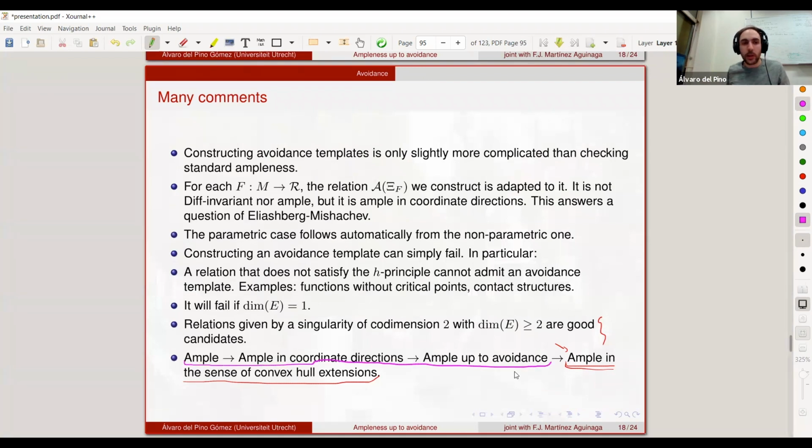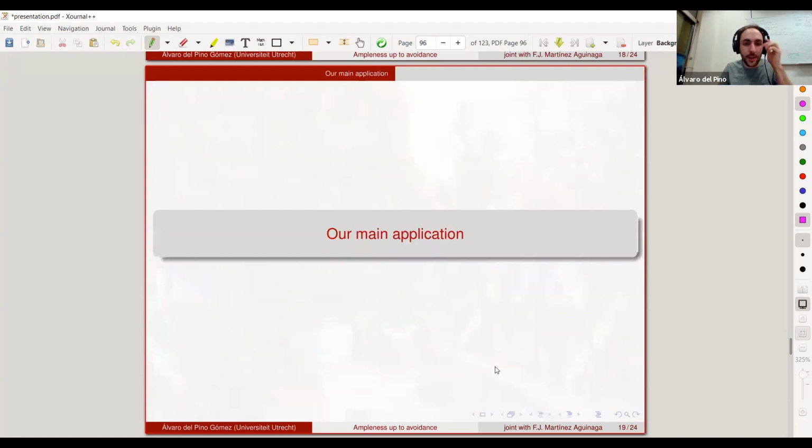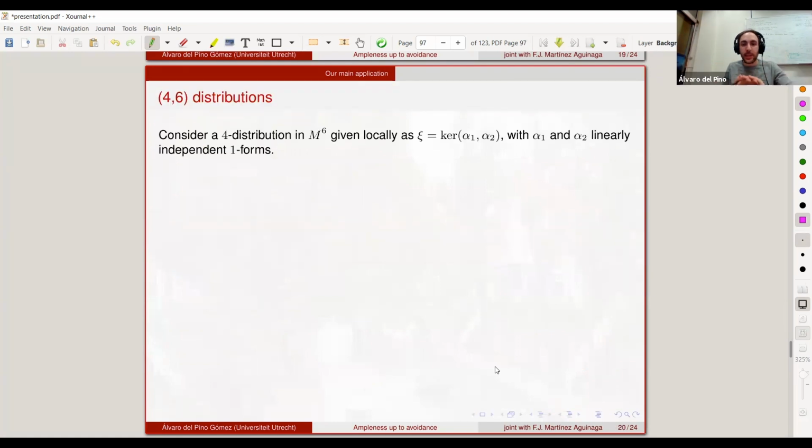So kind of what we're doing is not so much about generalizing Gromov, it's more about providing computable criteria for relations. Okay, Yasha, now I'm going to try to make you happy. Let's see. Our main application is the following.